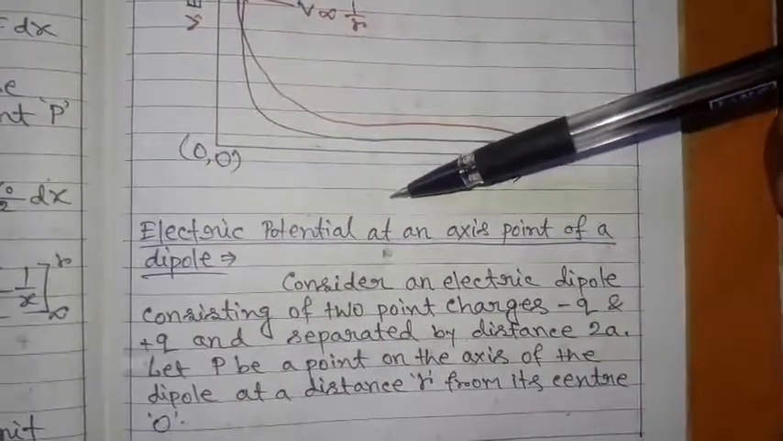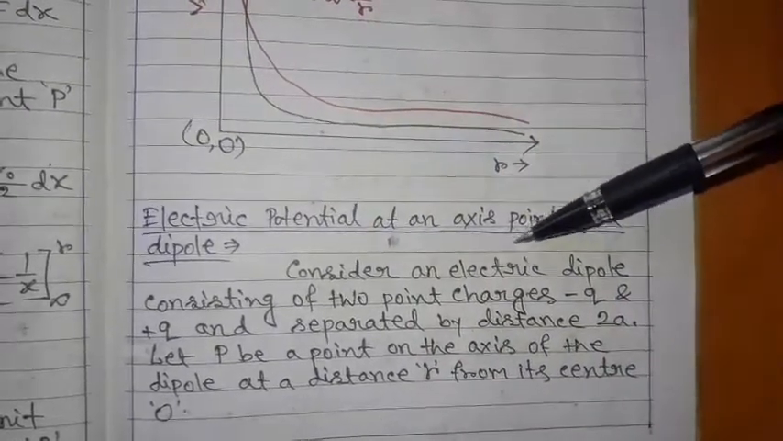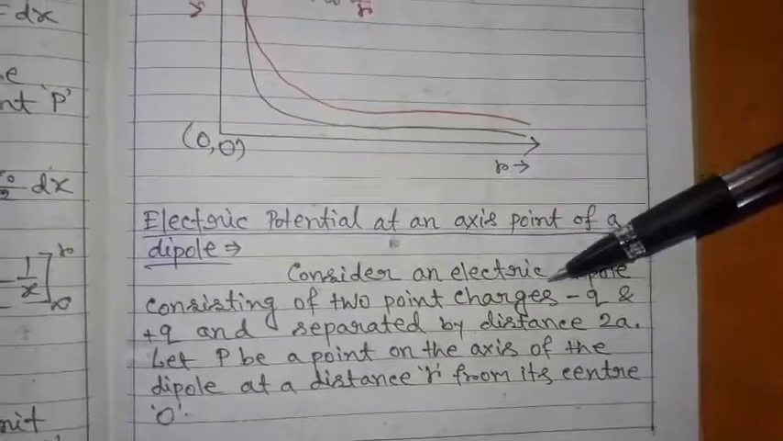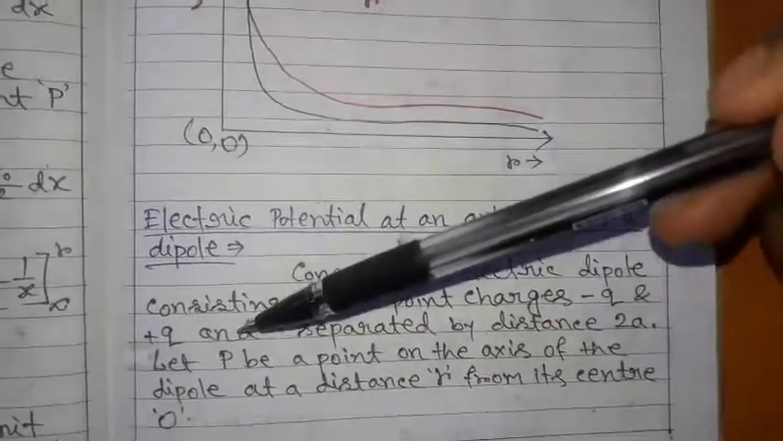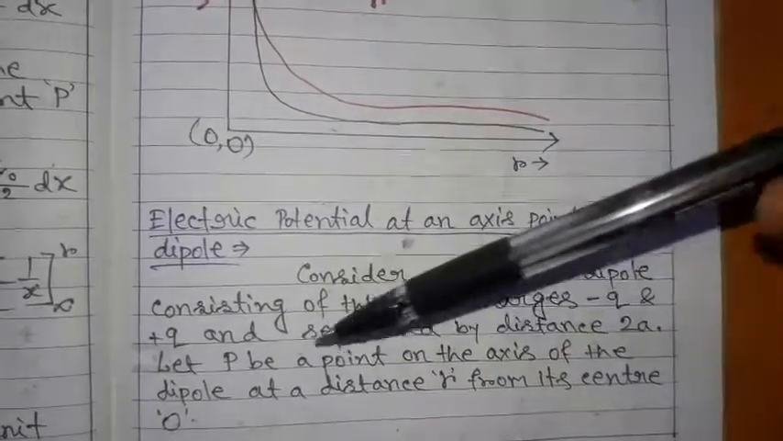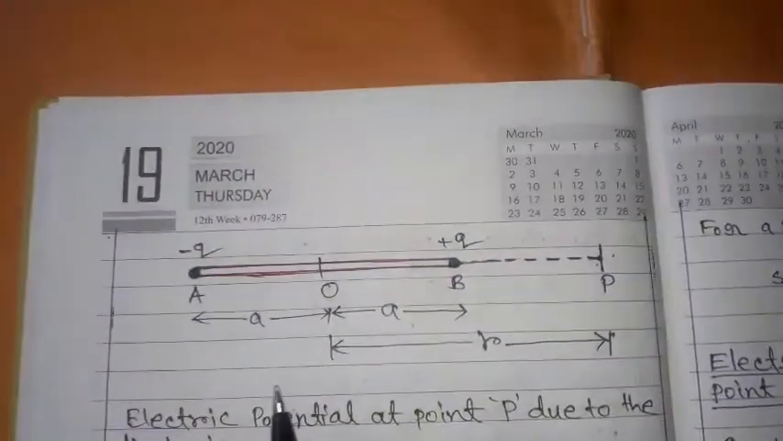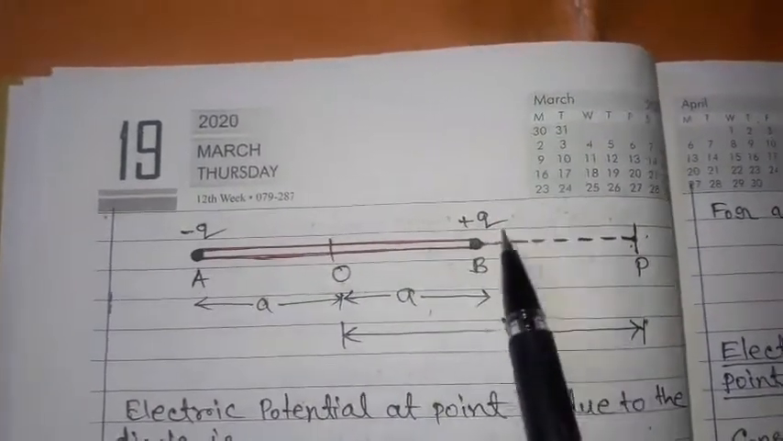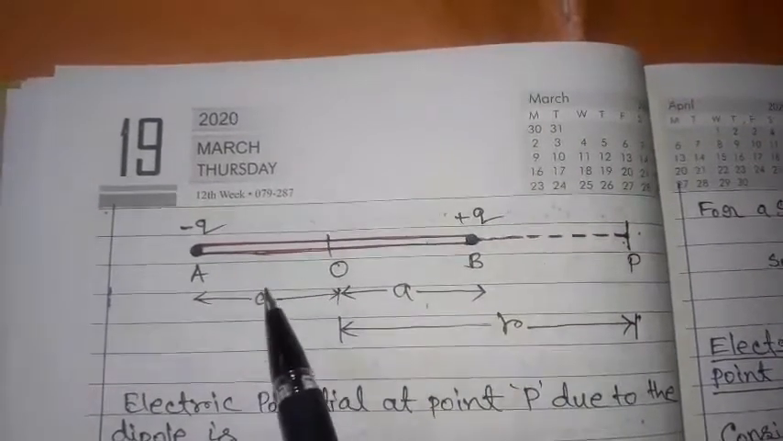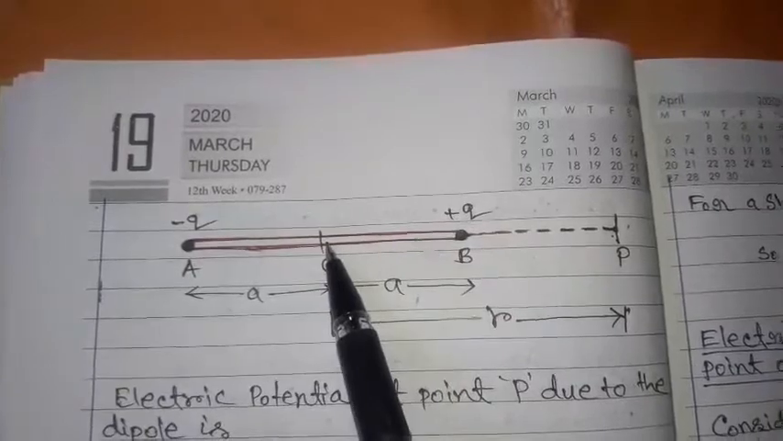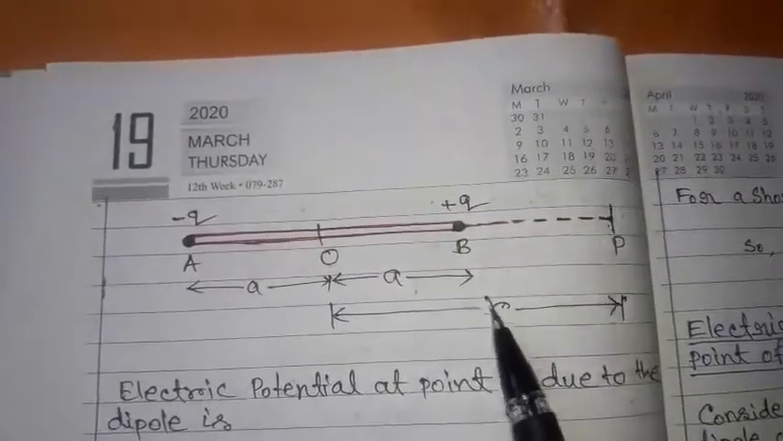Electric potential at an axis point of a dipole. Consider an electric dipole consisting of two point charges minus q and plus q separated by a distance 2a. Let P be a point on the axis of the dipole at a distance r from its center O. In the diagram, we see two charges minus q and plus q at the points A and B. O is the midpoint, so the distance between A and B is a plus a, 2a. O is the center of the dipole. We have to calculate electric potential at the point P, which is at a distance r from the center O of the dipole.